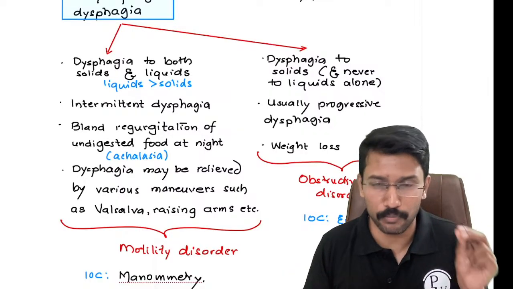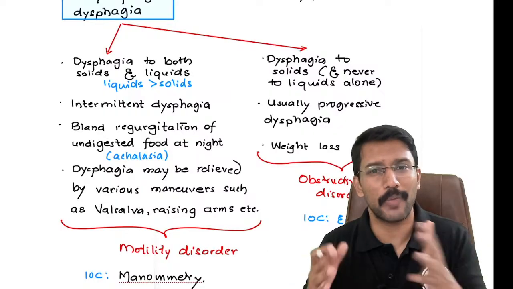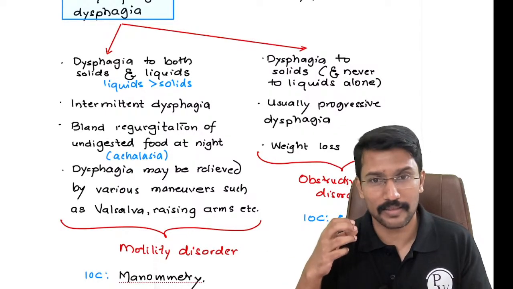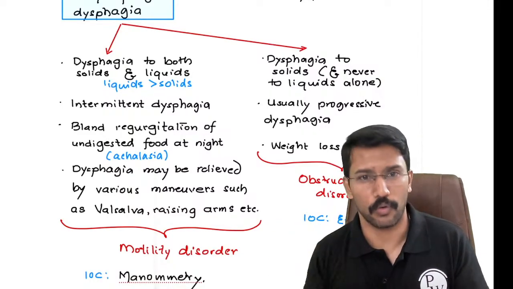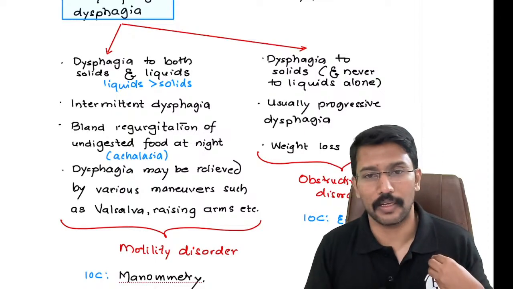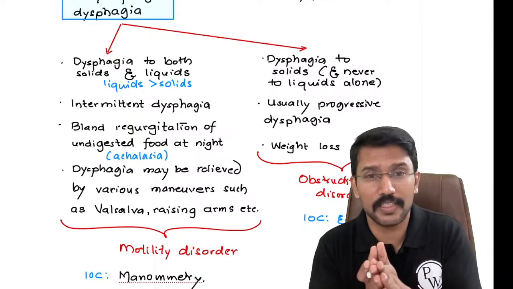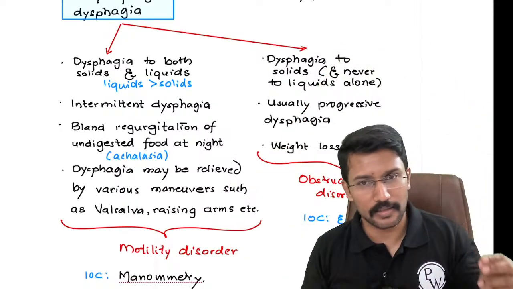Similarly, in case of motility disorders, the dysphagia will be intermittent. In patients with a mechanical obstruction, for example, a cancer, the tumor goes on increasing. As the tumor size increases, the dysphagia goes on increasing. So, generally it is going to be progressive. If there is regurgitation of food, then again I will think of the possibility of a motility disorder. And if the dysphagia gets relieved by the Valsalva maneuver or raising the arms, I will take it as a motility disorder.